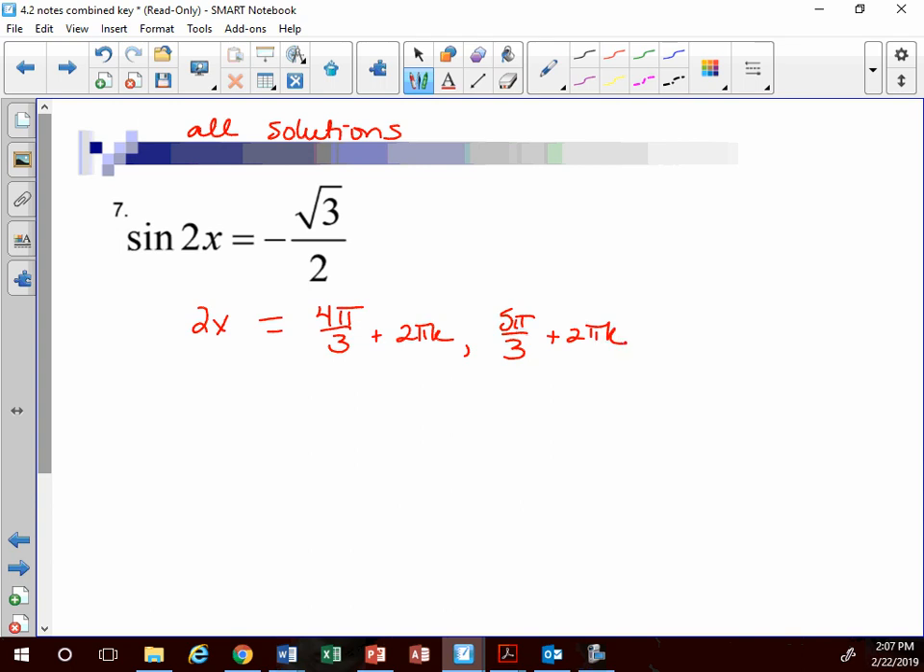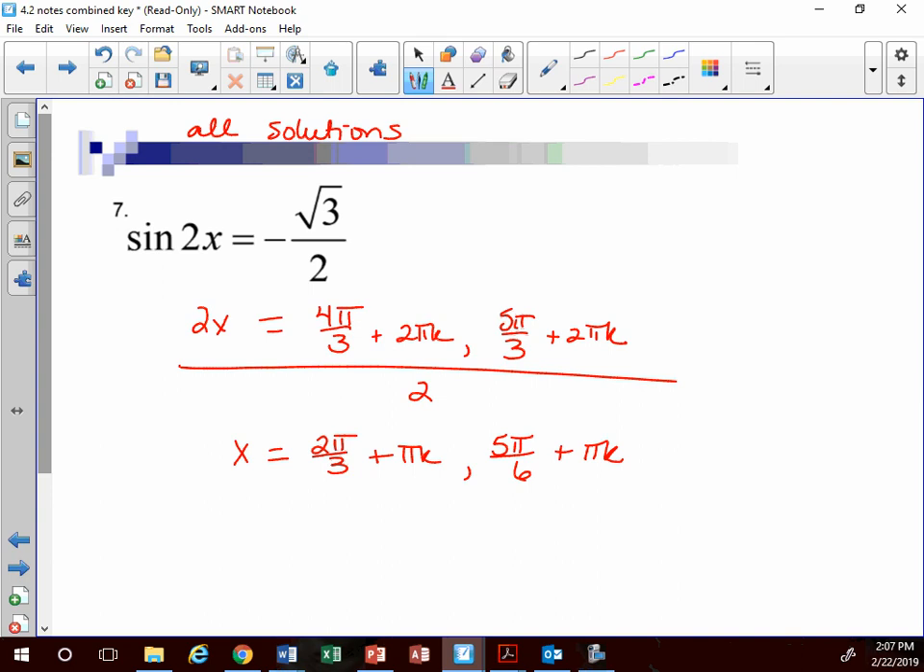Alright, step 1. Alright, what do I do from there? Divide by 2. Divide everything by 2. Alright, so 4 pi over 3 divided by 2. What is that? 2 pi over 3. Yes. Plus pi k, good. Alright, and then 5 pi over 3, what's that going to be? It's going to be 5 pi over 6 plus pi k. Wait, what about that?